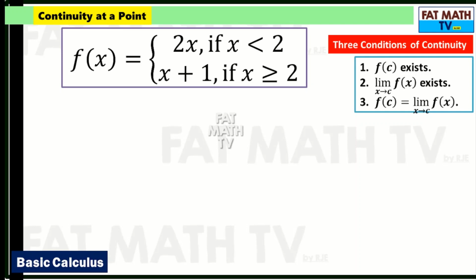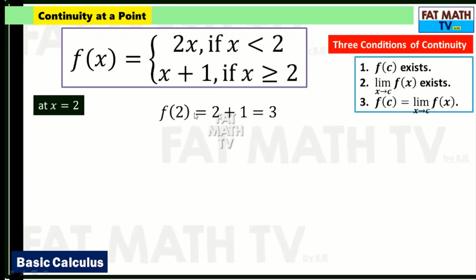Let us have another example. What if f of x is equal to 2x if x is less than 2, and f of x is equal to x plus 1 if x is greater than or equal to 2. So, is this function continuous at 2? So, at x equals 2, f of 2. Where is 2? Less than 2 or greater than or equal to 2? Of course, it's greater than or equal to 2 because 2 is equal to 2. So, we need to substitute in x plus 1. So, this is going to be 2 plus 1. So, that is 3. That is f of 2.